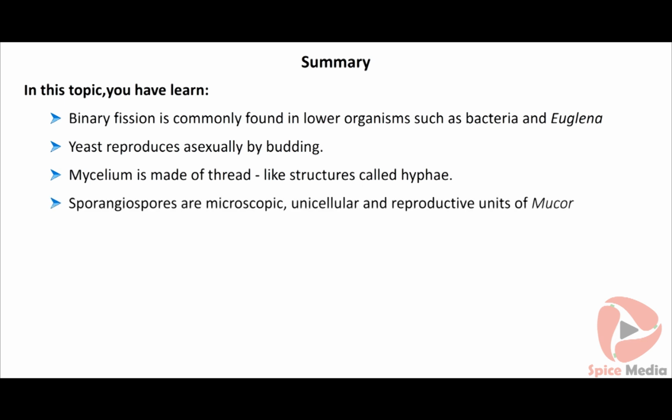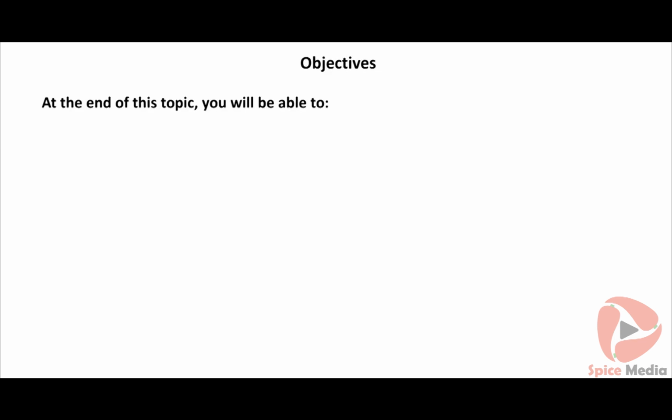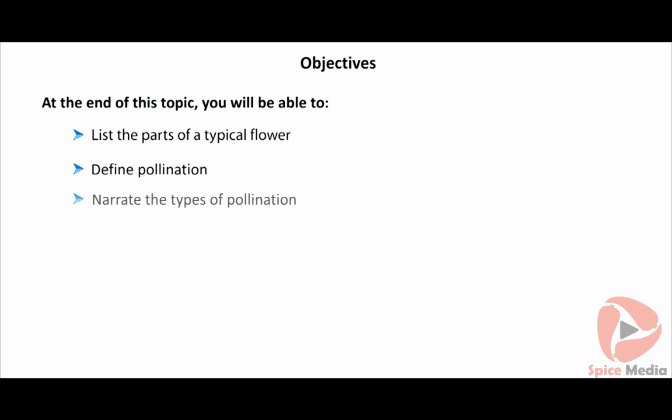Sporangiospores are microscopic, unicellular, and reproductive units of mucor. Fragmentation is another method of asexual reproduction that occurs in fungi. At the end of the topic, you will be able to list the parts of a typical flower, define pollination, narrate the types of pollination, describe fertilization, draw the process of fertilization.